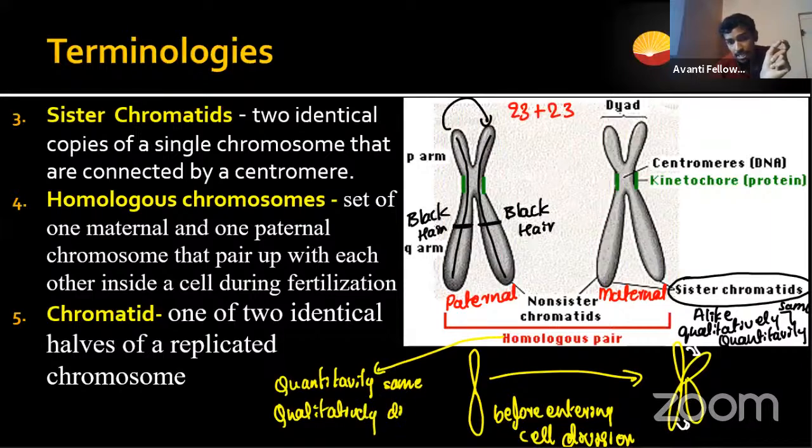Qualitatively they may be different. What I'm telling is, quantitatively the same means if you take the first pair of chromosomes in your body, in that pair one is from the father and another from the mother. Both of them have a similar size. That means both of them are metacentric. Both are the same, but not in quality. That means a father may have a character, as I told you, black hair, and probably in the same position in the mother, it may be white hair.